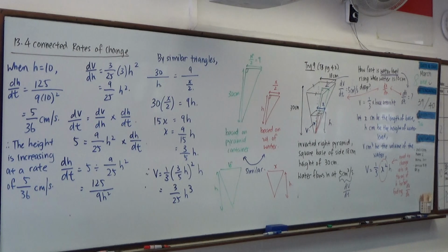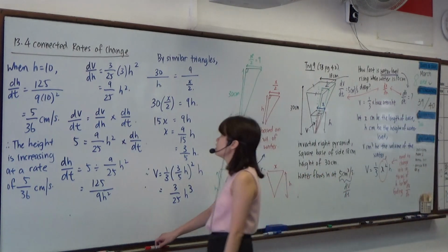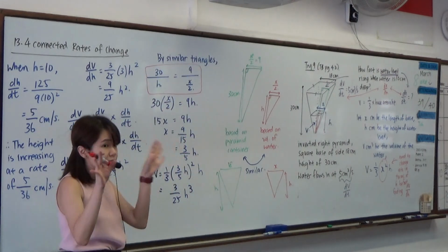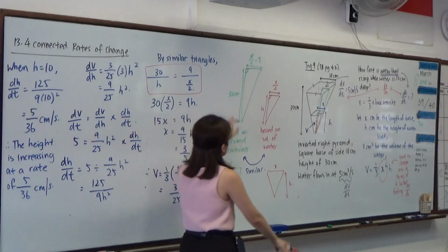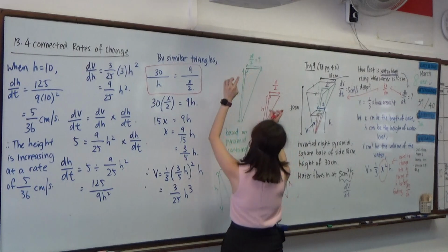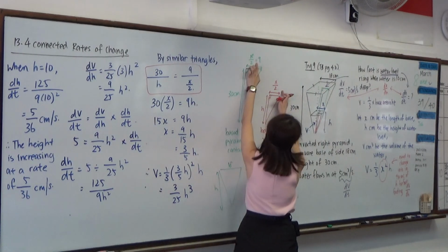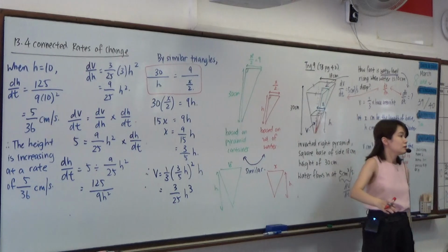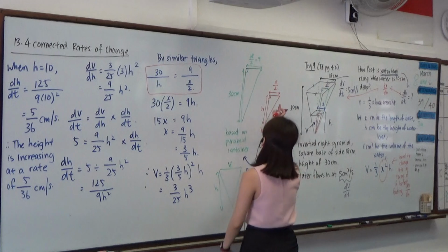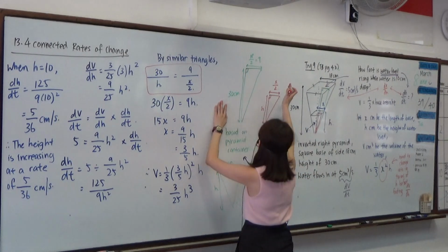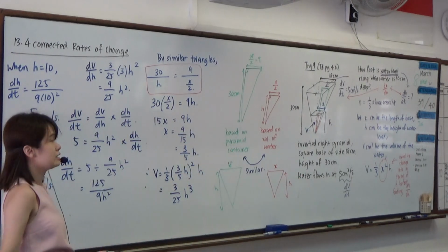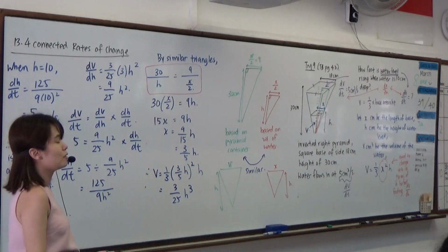How is it that I get the similar triangle formula portion now? Okay. Similar triangles, the corresponding sides are proportional to each other. So the corresponding sides are 30 and H, and 9 and X over 2. So 30 divided by H equals 9 over X over 2. You can of course do it the other way around: H divided by 30 equals X over 2 divided by 9. It's a proportionality thing. The corresponding sides are proportional.